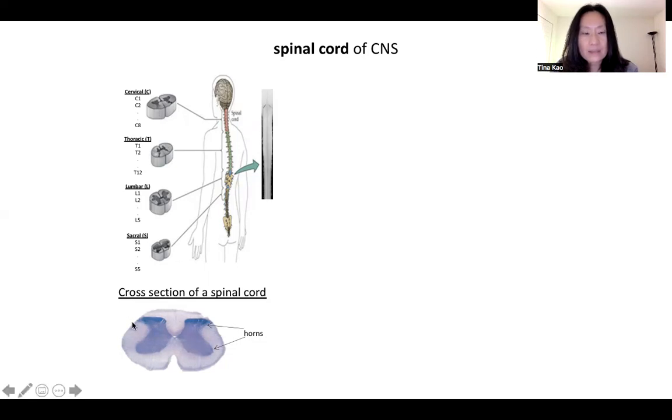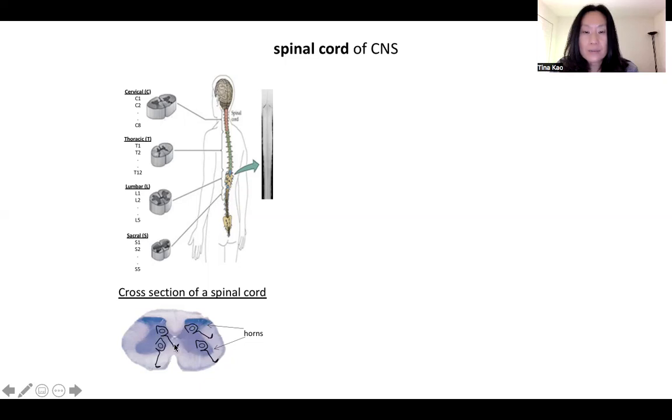This is the cross section of a spinal cord, with gray matter and white matter. Remember, when it comes to neurons, all the anatomical structures of a neuron are located inside the CNS. So the spinal cord is in the CNS, and neurons are also in the CNS. This is called gray matter because the neuronal cell bodies are darker, and the axons of the neuron are lighter. So gray matter, white matter, right?